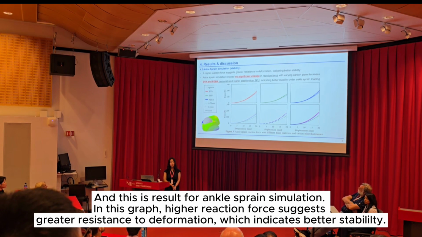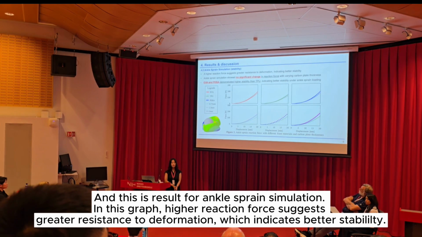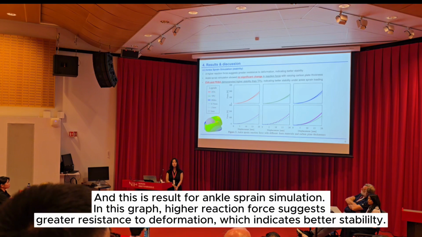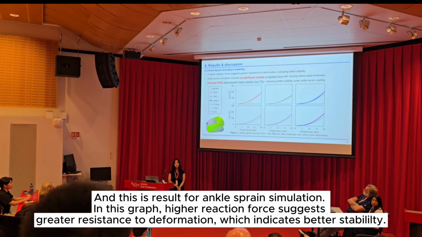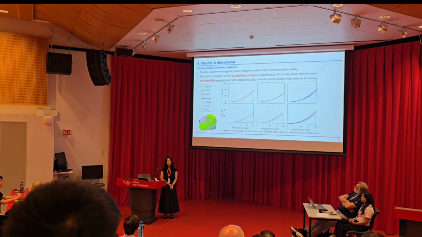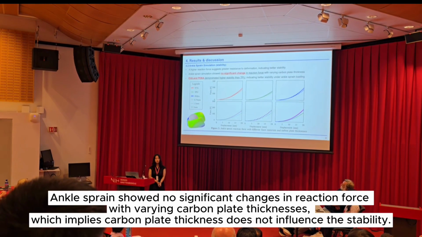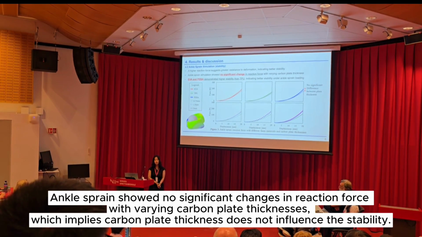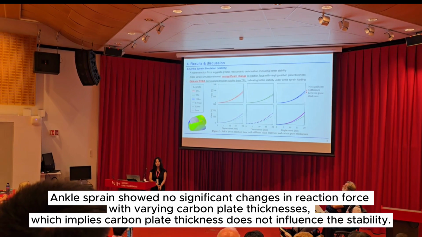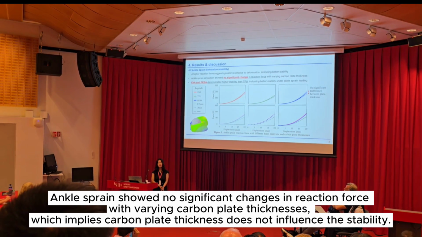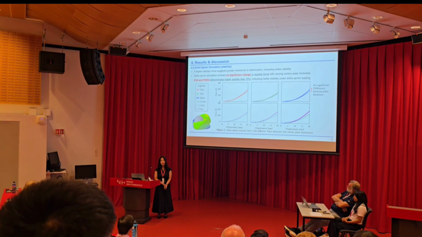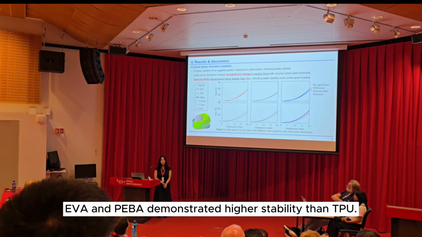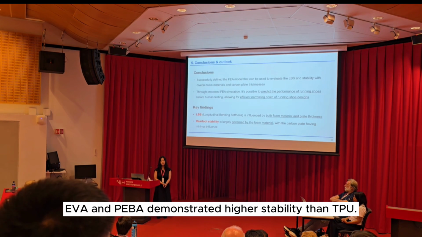And this is the result from the ankle sprain simulation. In this graph, higher reaction force suggests greater resistance to deformation, which indicates better stability. Ankle sprain simulation showed no significant change in reaction force with varying carbon plate thicknesses, which implies the carbon plate thickness does not influence the stability. And EVA and PVA demonstrate higher stability than TPU.